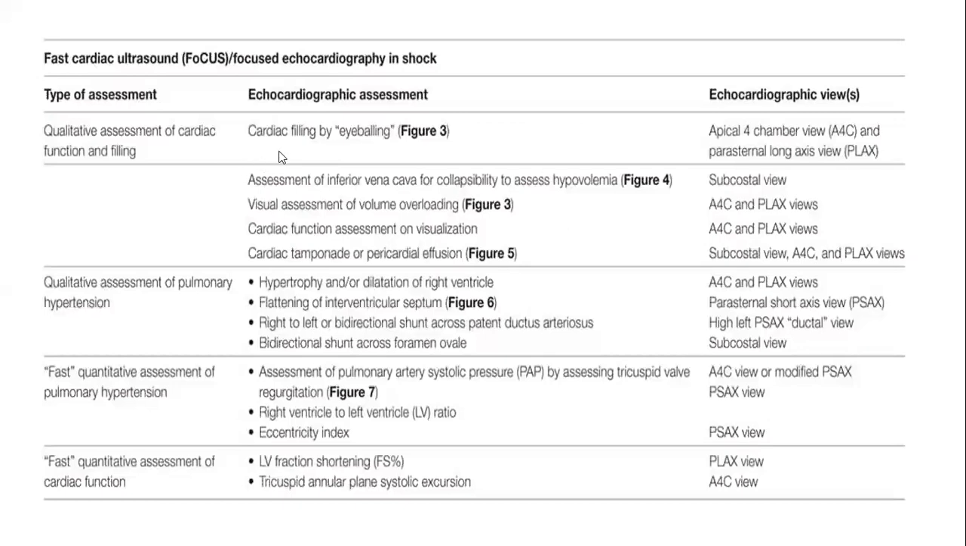How is the echocardiographic assessment done in shock? First is eyeballing, assessing the cardiac filling, and then the IVC assessment. Then the important part is how to quantitatively assess pulmonary hypertension. We will show in further slides how the interventricular septum is flattened, and also the fast assessment of pulmonary hypertension by PA pressure, by TR jet gradient, and also the assessment of cardiac function by fractional shortening and TAPSE.